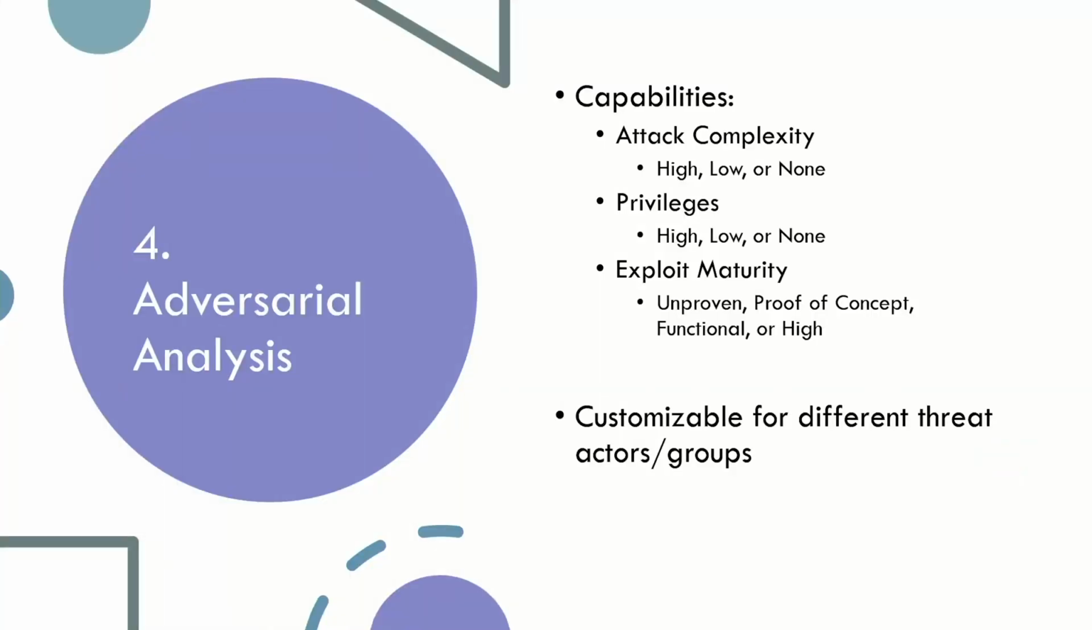And then we start an adversarial analysis. We look at 3 main things, right? What attack complexity can they achieve? What privileges might they have? And what exploit maturity do we imagine that they have? Not imagine, can we infer that they have?